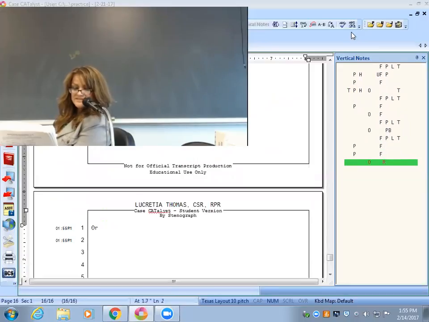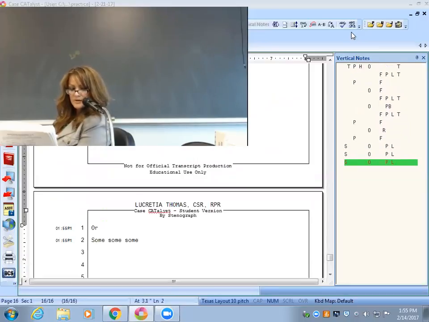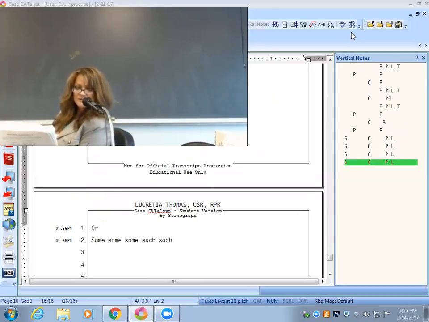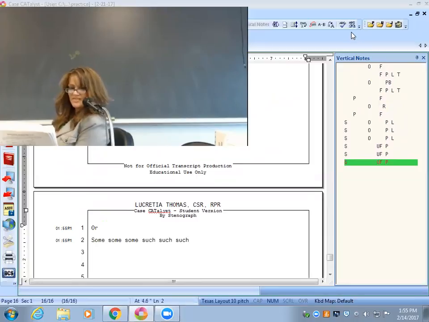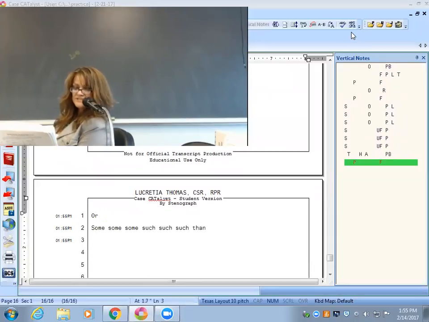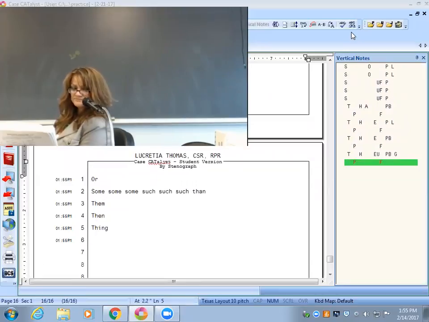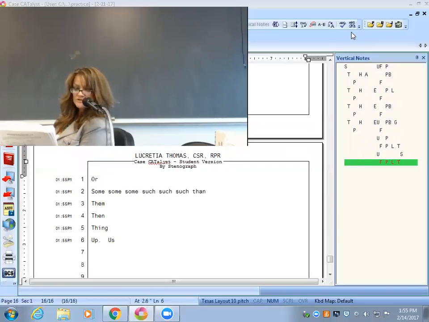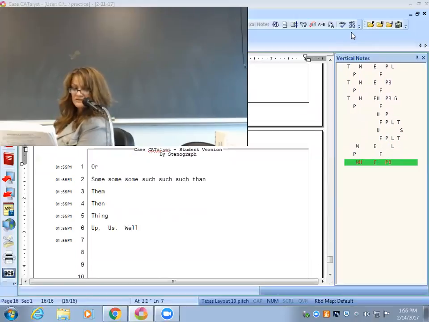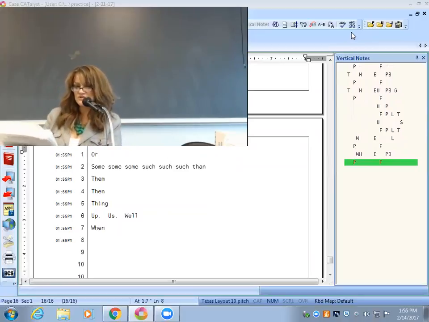or OR, some, I have some, SOM. You have such, SUFP, than THAN, them THEM, then THEN, thing THING. You have up UP, us US, well WEL, when WHEN. Okay, so make sure you know those, and those are high frequency written out words.